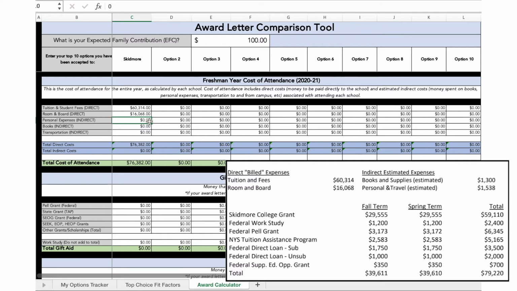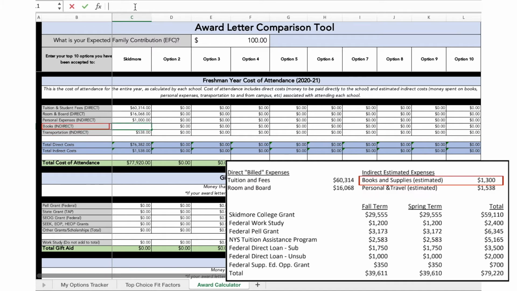Indirect expenses are estimates that the college makes about how much money a student would need in order to cover personal costs, such as books, personal supplies, and travel. Since personal expenses and travel are listed in the same category here, I'm actually going to estimate that I would need $1,000 of the $1,538 for personal expenses and $538 for travel costs.